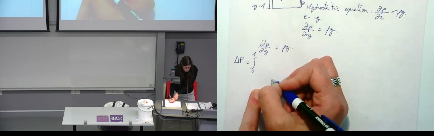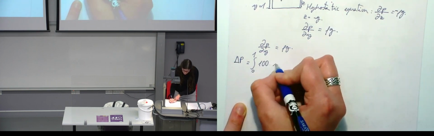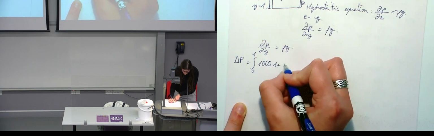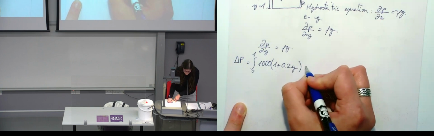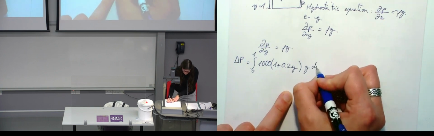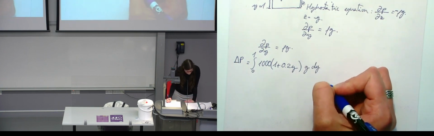So the variation in pressure is the integral between 0 and 1 of 1,000 times (1 plus 0.2y), multiplied by g, dy.